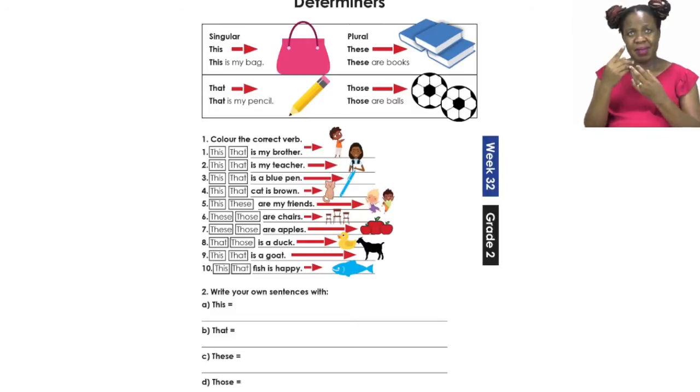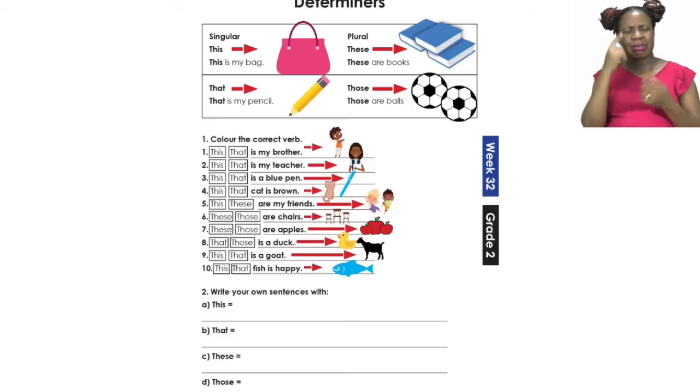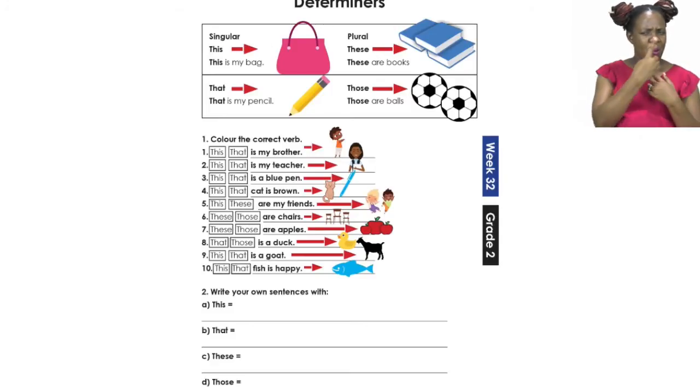All right. Now for number 1, it says you have to color the correct verb. Now the first one for number 1, it reads, "This or that is my brother." Now we have to ask ourselves, is it plural or is it singular? So how many brothers are there? Only one. And that means that when we talk about the singular verb, we say this.